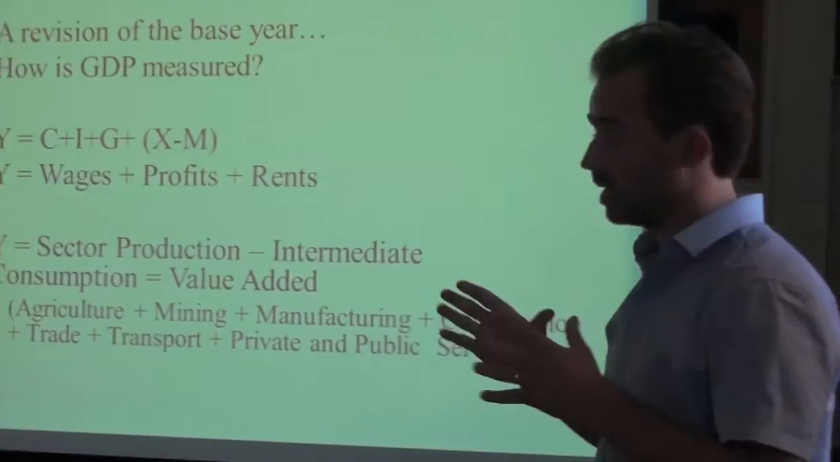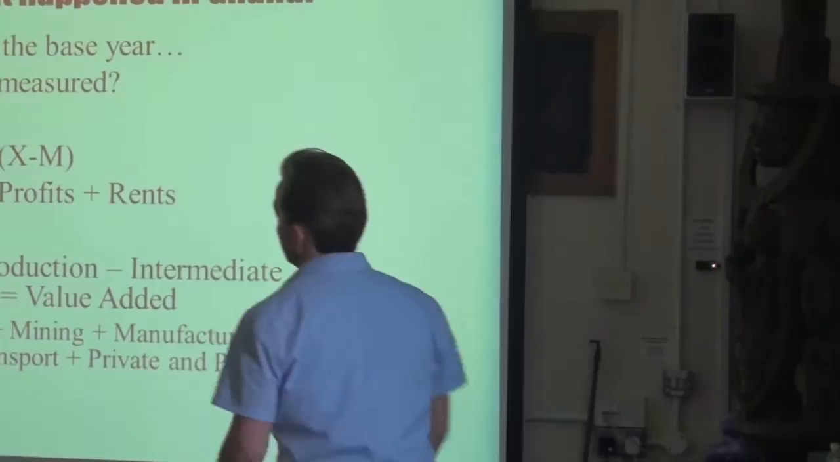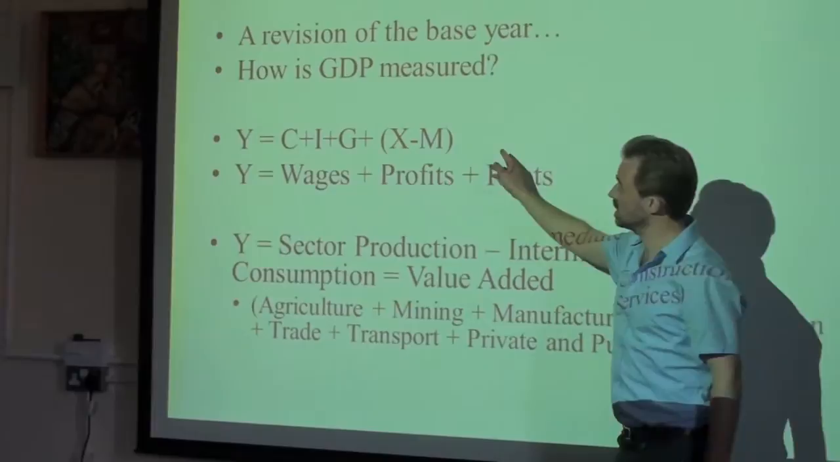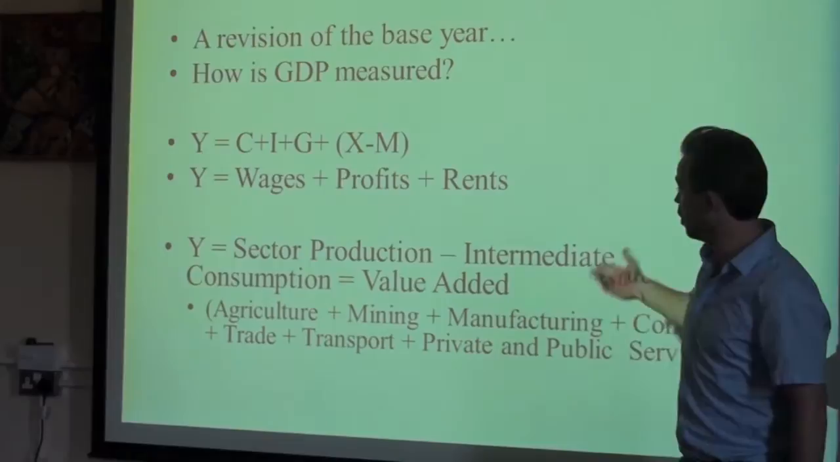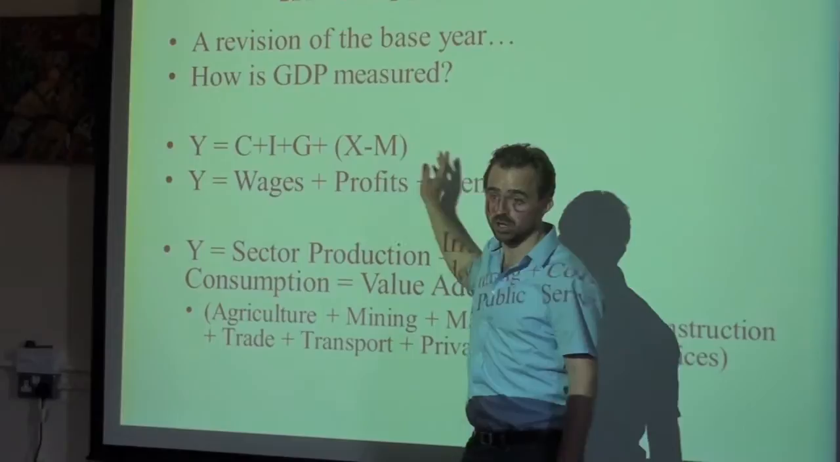There are three ways of doing this. Theoretically, all GDP, here represented by Y, has to be equal to all expenditure, or equal to all income. All GDP is earned either through wages, rents, or profits. On the expenditure side, that looks like consumption, investment, government, plus or minus exports and imports.